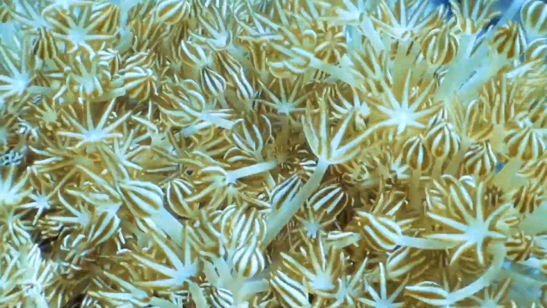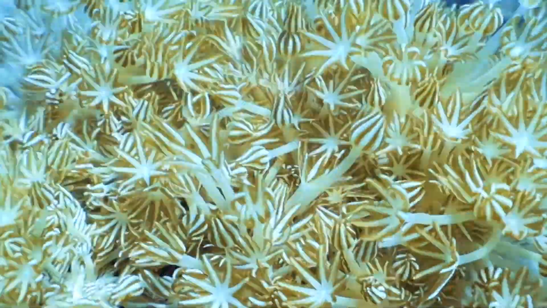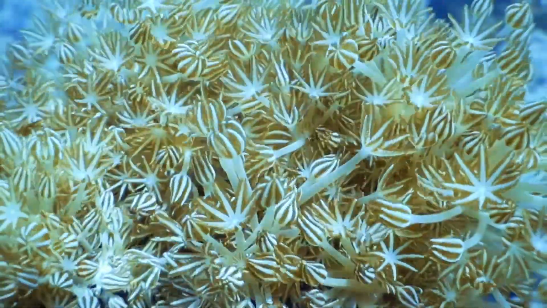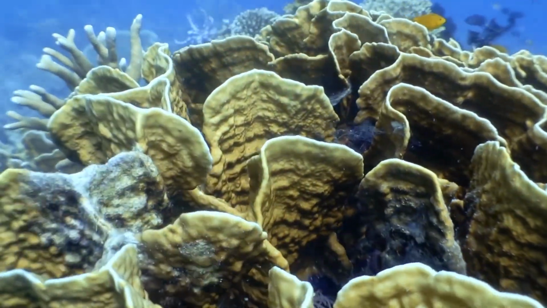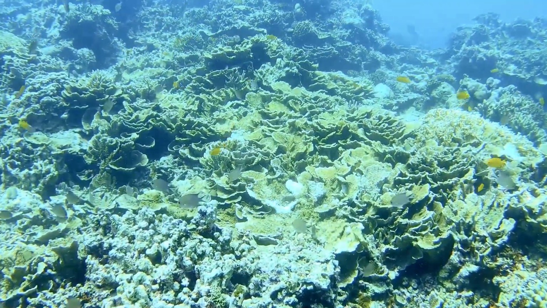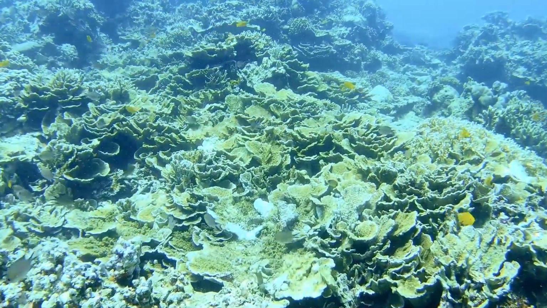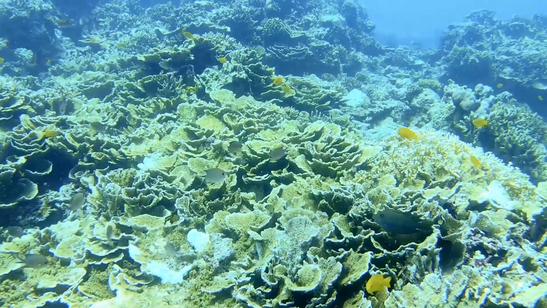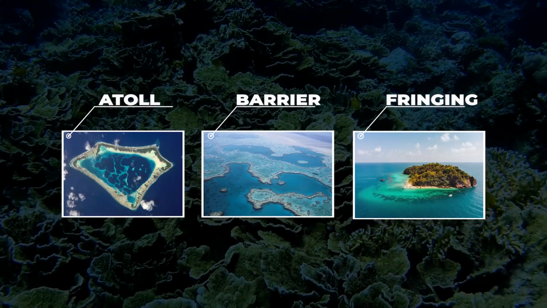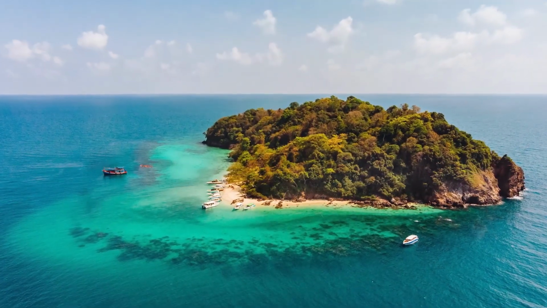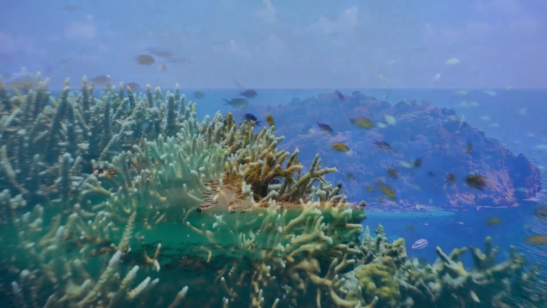Corals are marine animals. Like all animals, corals eat, breathe, grow, and reproduce. They deposit hard skeletons that serve as the building blocks of reefs as they accumulate over thousands of years. There are three major types of coral reefs: atoll, barrier, and fringing reefs. Fringing reefs are the most common type of reef in the country.